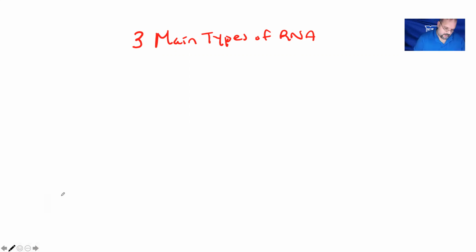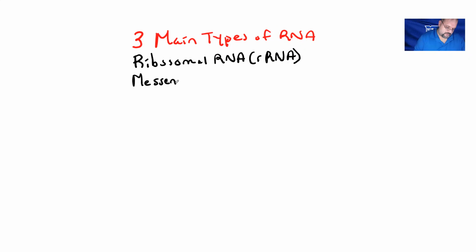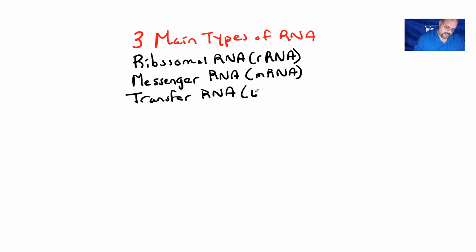All right, you have your ribosomal RNA, which is commonly known as rRNA. You have your messenger RNA, which is commonly known as mRNA. And then you have your transfer RNA, which is commonly known as tRNA. And essentially, all three of these types of RNA are involved in protein synthesis.